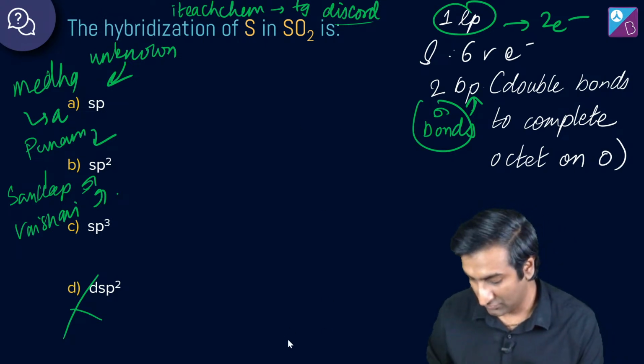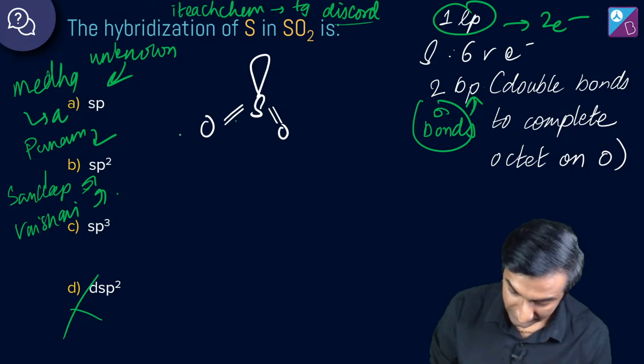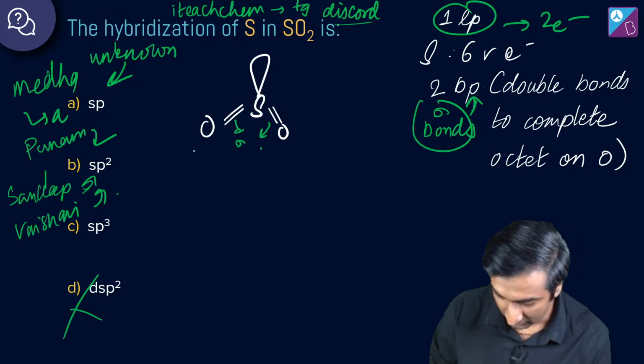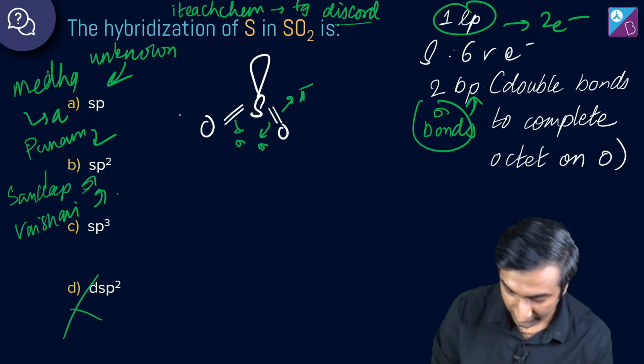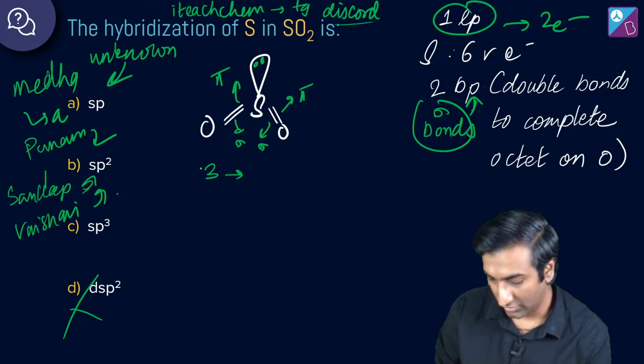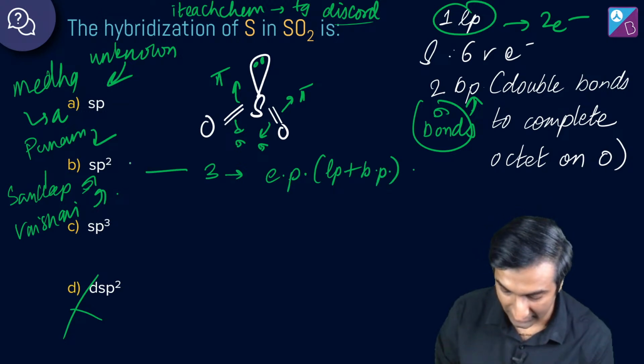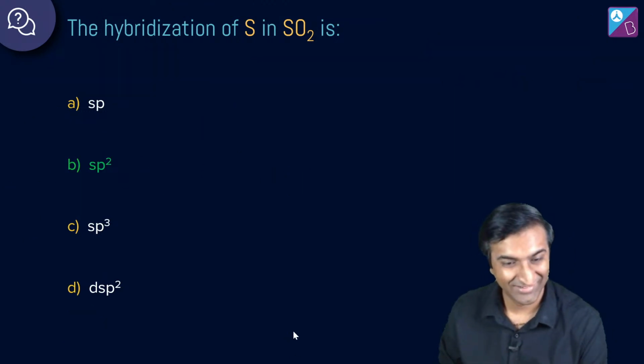So I've given you a lot of information to think about, right? Now let's just put it on paper. देखो, सिग्मा बॉन्ड, पाई बॉन्ड, और ये हो गया लोन पेयर. तो 3 हो गए हमारे, what you call it, इलेक्ट्रॉन पेयर्स, LP plus BP. मतलब this is going to be sp2. Excellent work. Yeah it is going to be B.